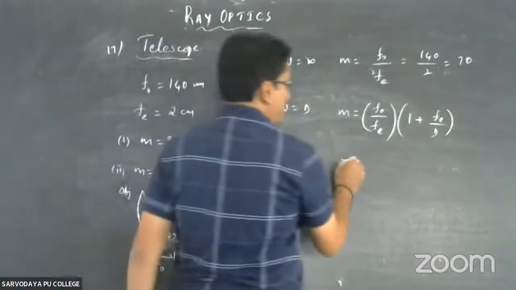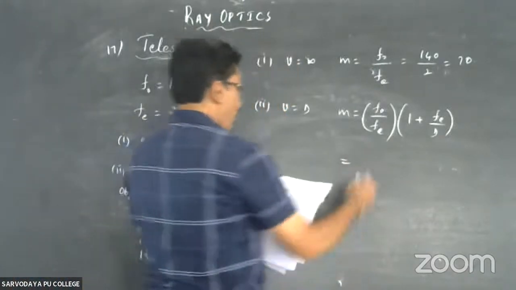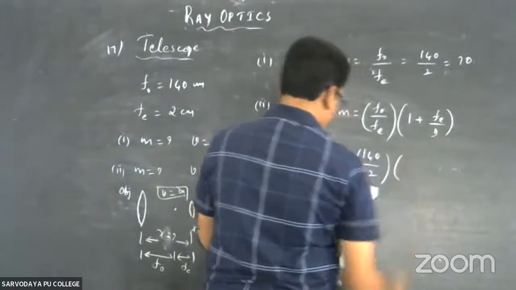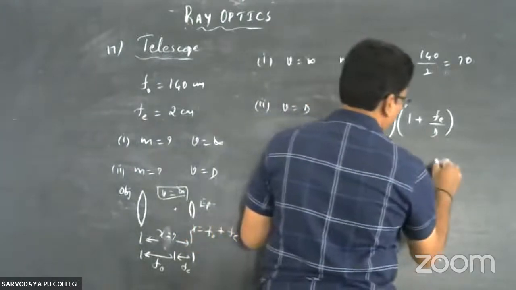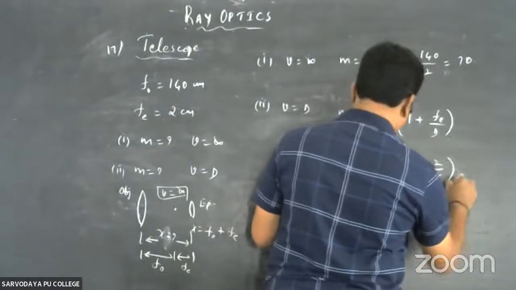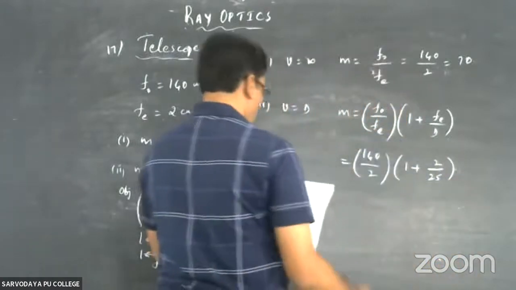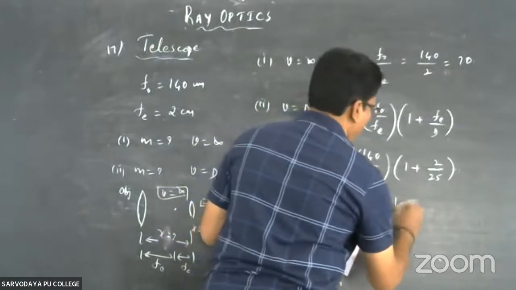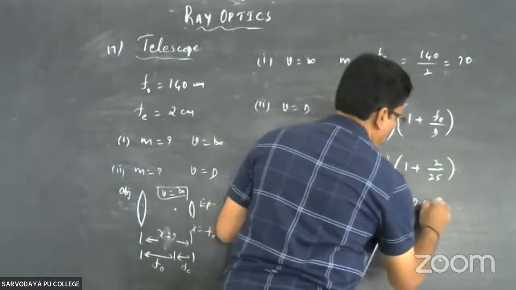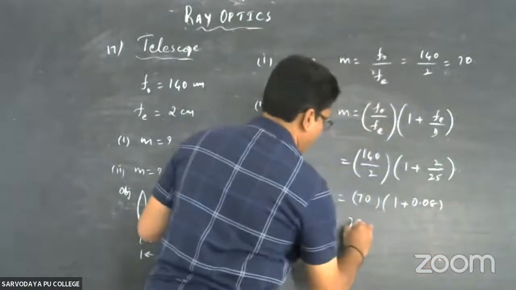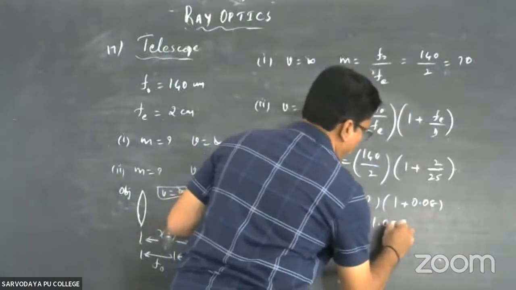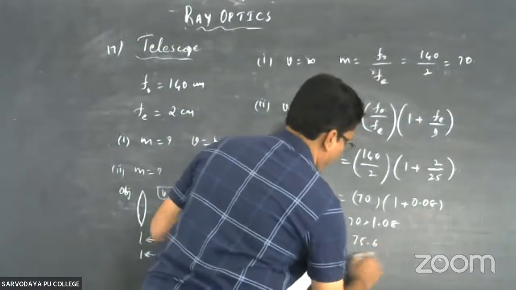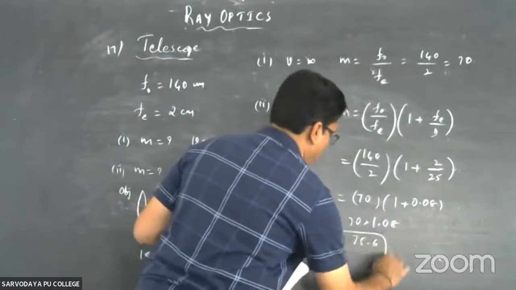Now this is equal to 140 by 2 into 1 plus 2 by 25, which is 1 plus 0.08, that is 1.08, giving 75.6. This is the magnifying power.